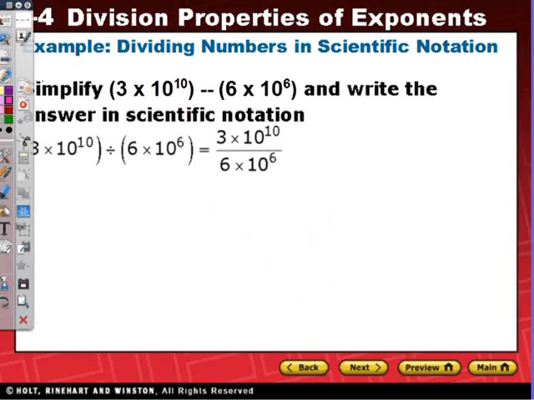Whoa, I don't know why all these are filled in. I thought I erased them all. All right, so here we go.